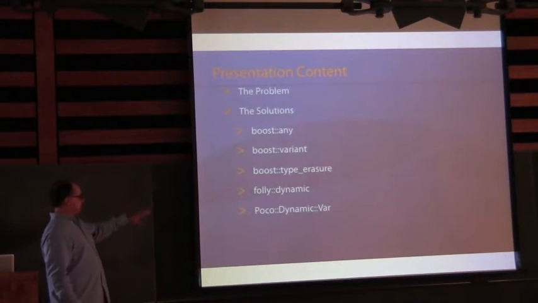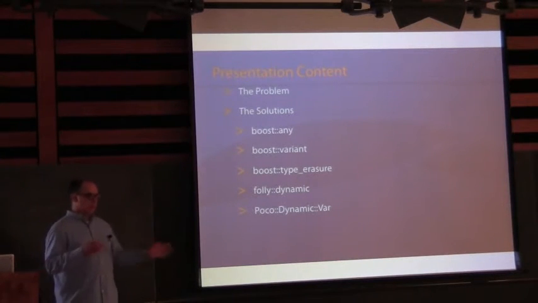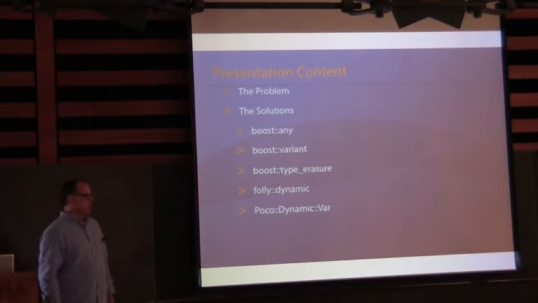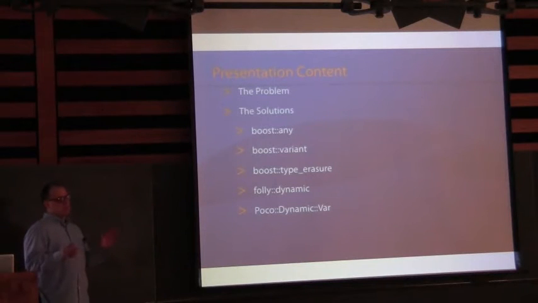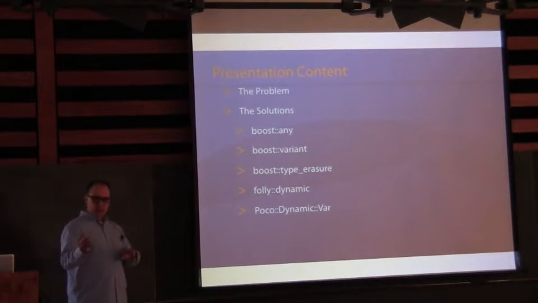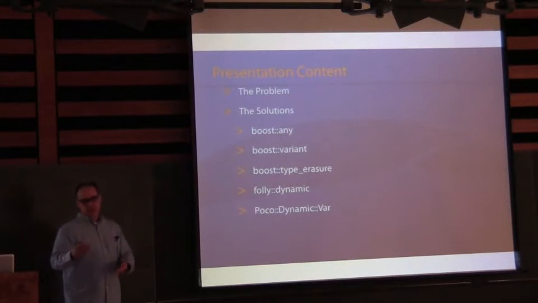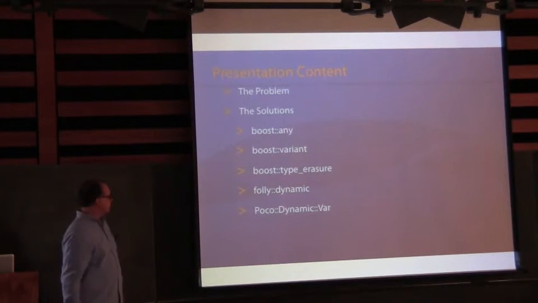And last but not least is POCO Dynamic Var. That's my work. That's part of the POCO framework. And we're going to use that as an example. We're going to use some of the facilities from POCO also to put into these classes for benchmark tests, such as converting from numbers to strings and back. And then we're going to run all of them. We look at the results when we run all those conversions from numbers to strings and back and how they perform, and compare them.